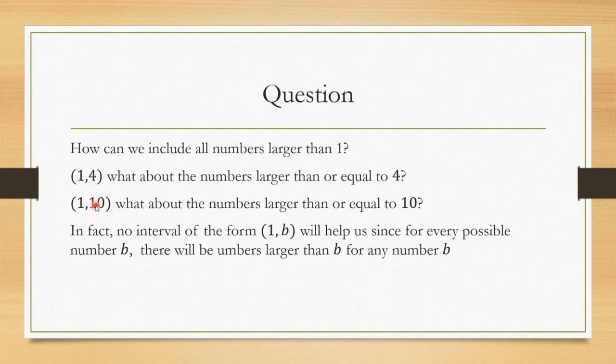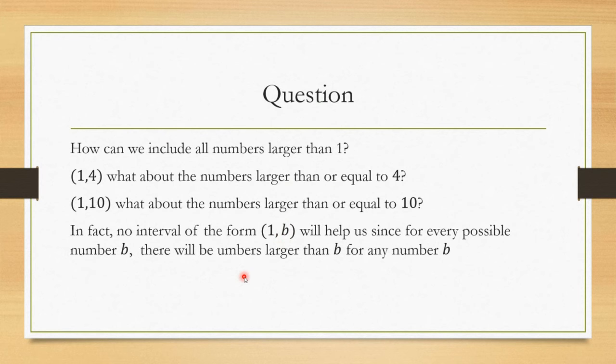Okay, what about 1 to 10? That's also not going to work, right? For one thing, 10 alone is not in there, and anything greater than 10 is not in here. So what am I getting at? If you want to include every number greater than 1, not including 1, but everything bigger than 1, this will not work for any number B. And why is that? Because there's always a number bigger than B. Just take B plus 1. B could be any number. You add 1, and B plus 1 is not in here.